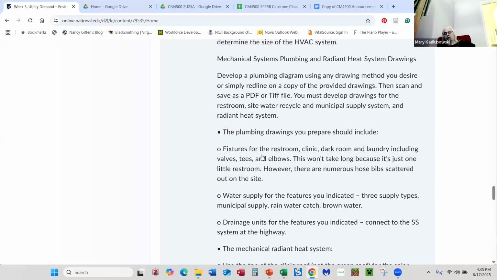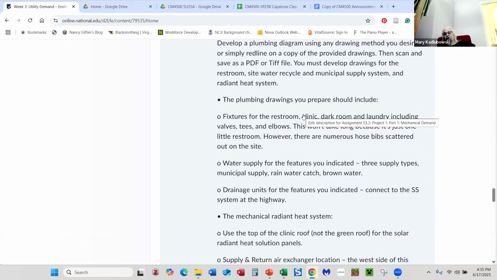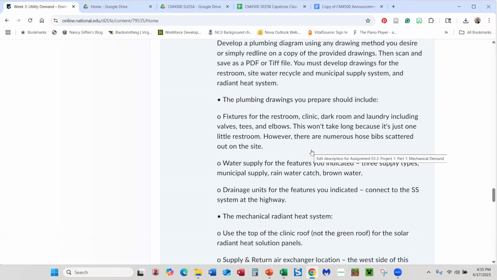So you're going to have your plumbing drawings. The fixtures are, oh, they've changed this: restroom, the clinic, the dark room, and laundry. Valves, tees, and elbows. So you're going to draw straight lines with 45-degree bends for your sanitary and 90-degree bends for your supply.